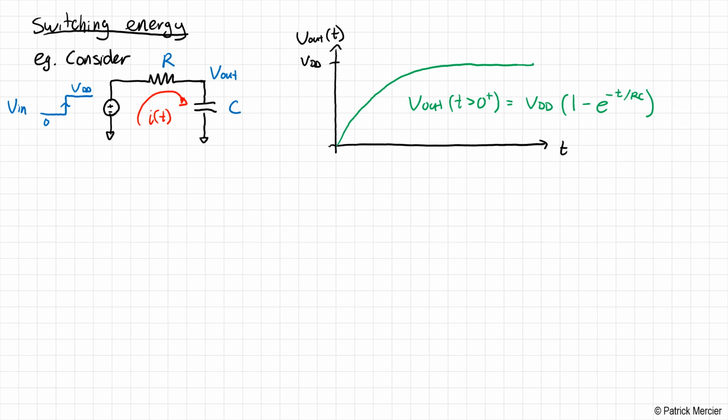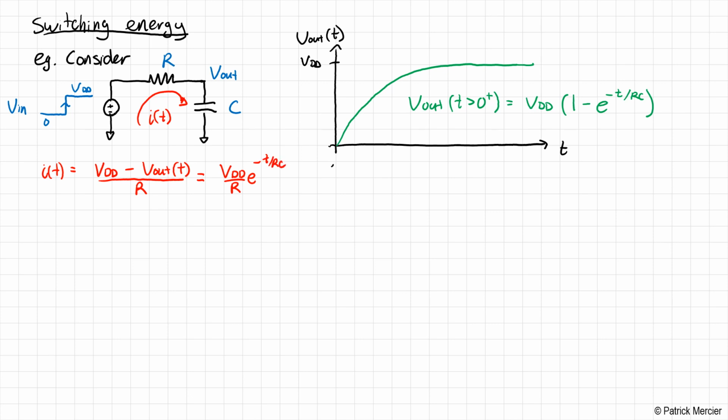So we can say that this current, I of t, is equal to what? Well, once V in is at VDD, the current is the voltage across the resistor divided by the resistance. So the voltage across the resistor is VDD minus V out of t, divided by R, right? That's the current. Now, we already derived the function for V out, so we can just substitute that in here, and what we get is VDD over R times e to the minus t over RC.